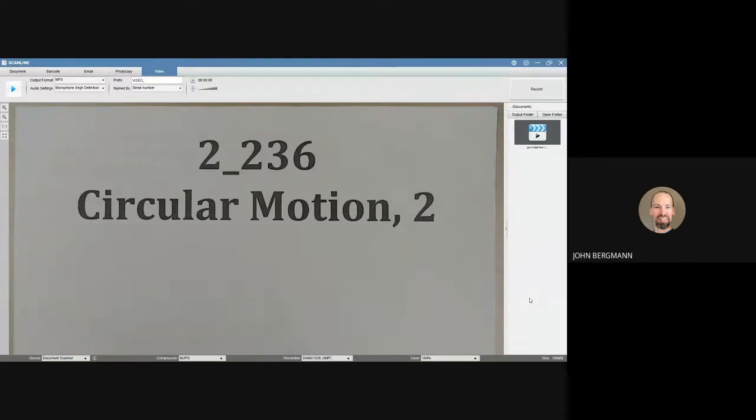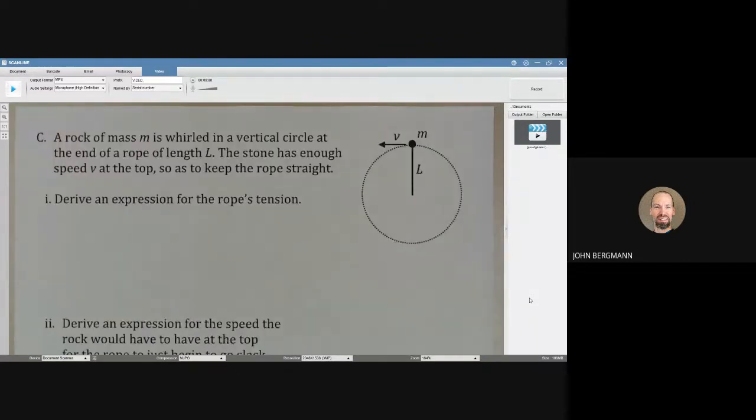This is our second video on circular motion. In this problem, you can see the picture, we have a rock of mass m, and it's being whirled in a vertical circle as opposed to a horizontal circle. A vertical circle means the mass is higher off the ground and then it's down close to the ground, and higher off the ground and then close to the ground, as opposed to a horizontal circle where the mass would be the same height above the ground all the time.